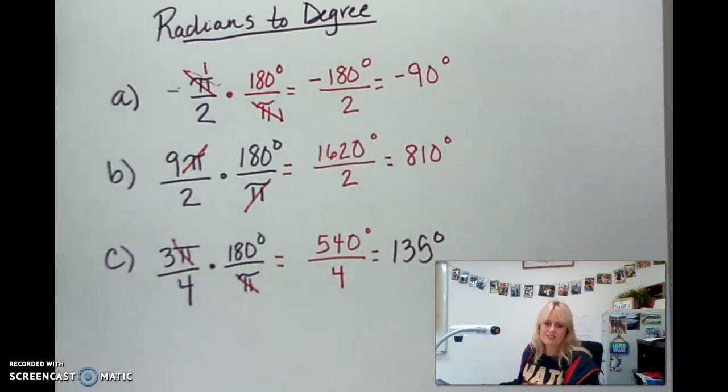So that's it for today's lesson. Going from degrees to radians and radians to degrees doesn't seem to be as difficult as the complementary and supplementary angles. So I'll make sure we go through questions like that in class tomorrow.